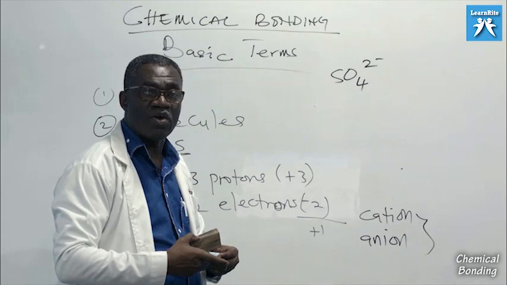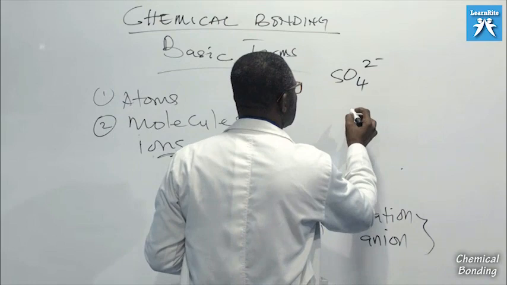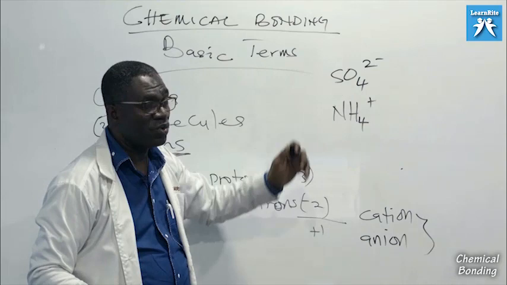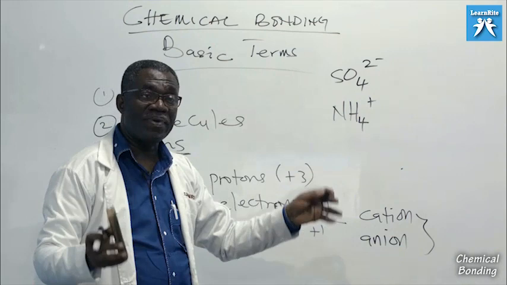You can also have something like this, the whole compound ammonium ion, which is a cation. When these things happen, we call them radicals. Okay, sometimes if the nature is very complex, we call them complex ions.